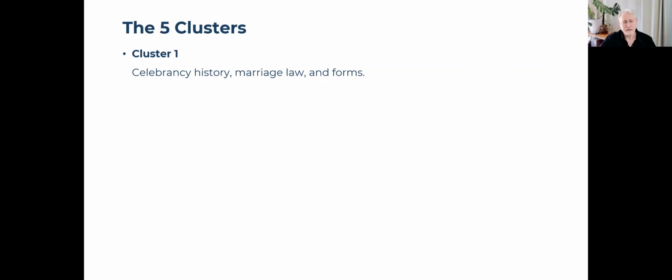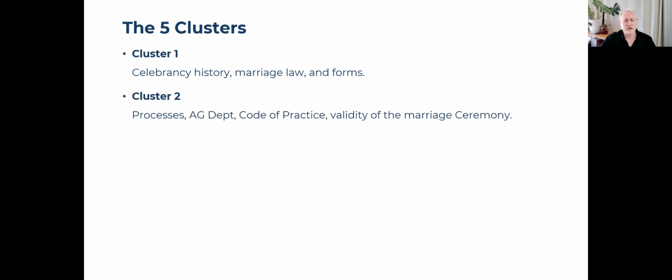The 5 clusters. In cluster 1, we talk about the history of the celebrancy, we talk about marriage law, and we discuss the forms. In cluster 2, we talk about the processes that you will be going through, the involvement of the Attorney General Department, the code of practice, and how to ensure the validity of the marriage ceremony. In cluster 3, we give you some case studies and scenarios which are designed to let you think about how you wish your own celebrancy business, if indeed you are going to be running a celebrancy business, because you don't need to do ceremonies all the time. You may only do one a year. It is up to you.